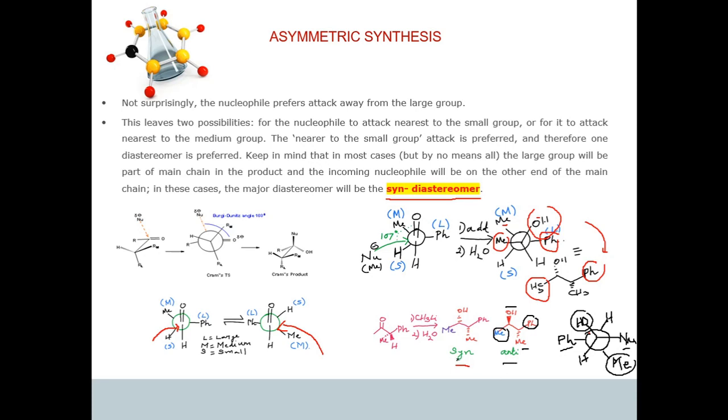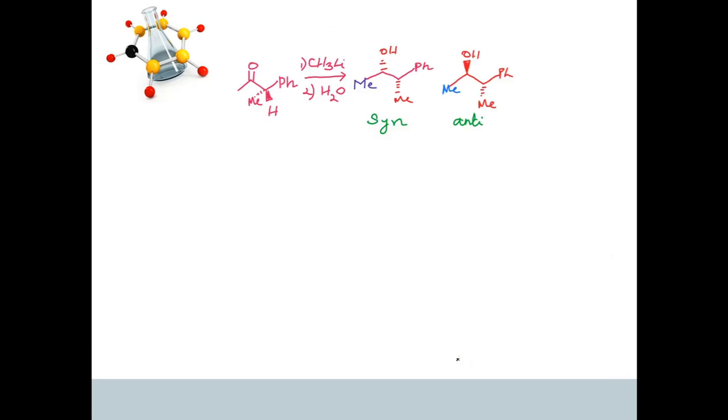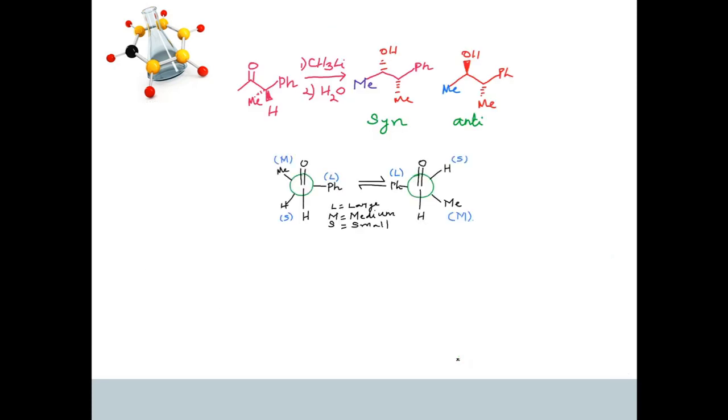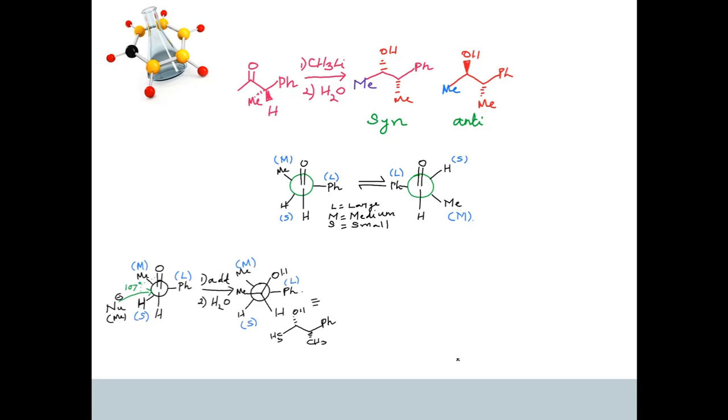So two possibilities: either you can end up with a syn diastereomer or an anti-diastereomer, but in this case the molecule prefers to form a syn diastereomer. Once again I will repeat the same phenomenon. So we have a molecule here where the nucleophilic attack is going to take place. The nucleophile here is the methyl group, and the nucleophile attacks this particular carbon.